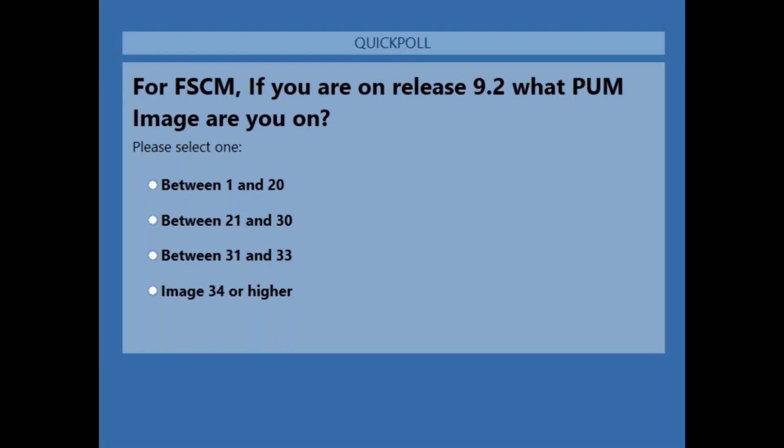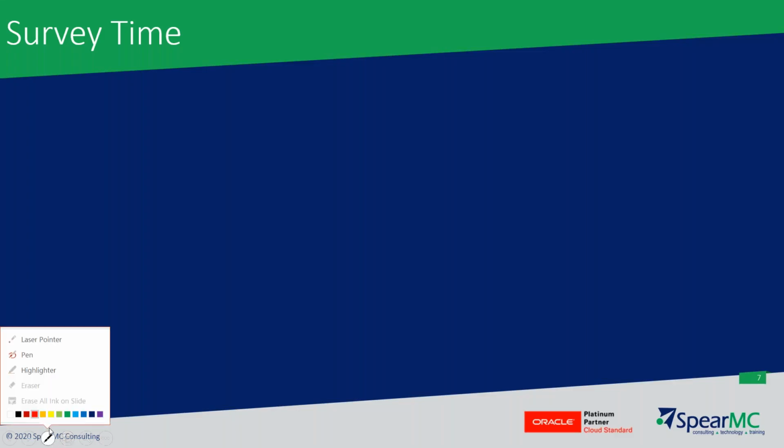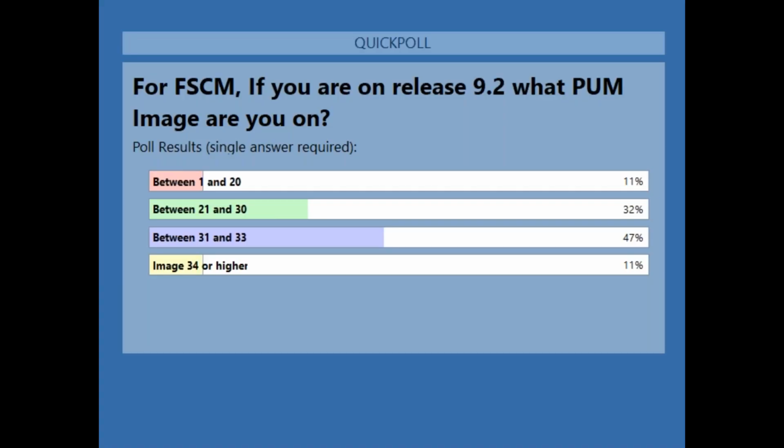Let's take a look at that one. Let's see if anybody's actually on the cutting edge on 34 or higher on the financial side. All right, I see a lot of folks coming in with some of the later images on financials, and that's fantastic. So it looks like we'll go ahead and close the poll here, and we've got some good distribution in the upper ranges, so 31 through 33, and then 34 and higher. That's fantastic. A lot of great features you can take advantage of.